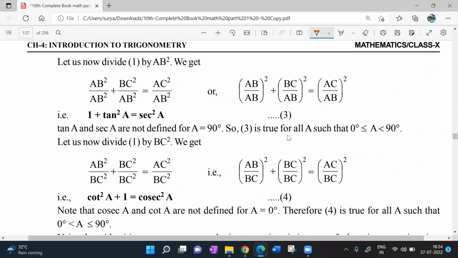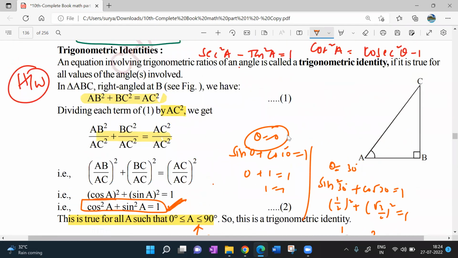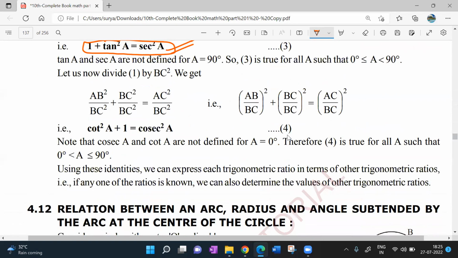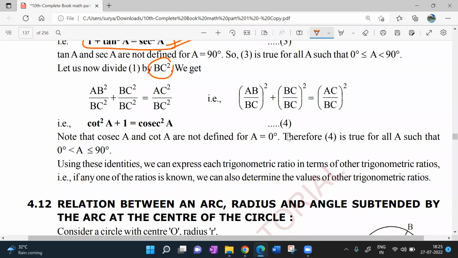Now, from the first equation, from the Pythagoras theorem, look at this here. This is the first equation he took, right? From the first equation only, he is dividing both sides by AB square in order to get tan square. Look at this: 1 plus tan square A is equal to sec square A. This is what you will get if you divide with AB square on both sides. If I divide with BC square on both sides, cot square A plus 1 is equal to cosec square A. You will get it. So very important result.